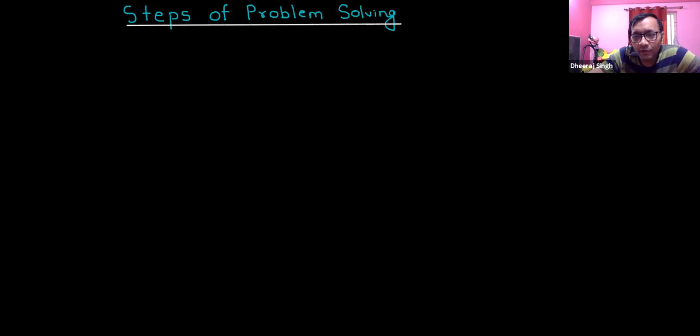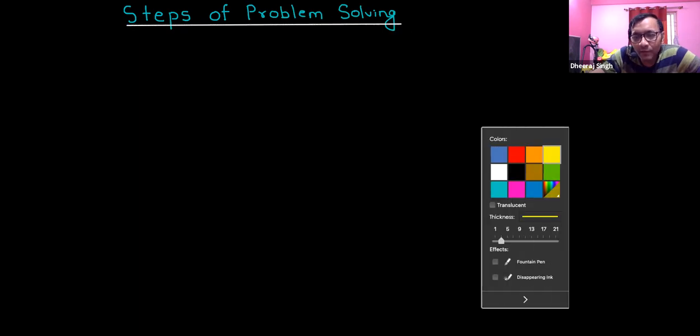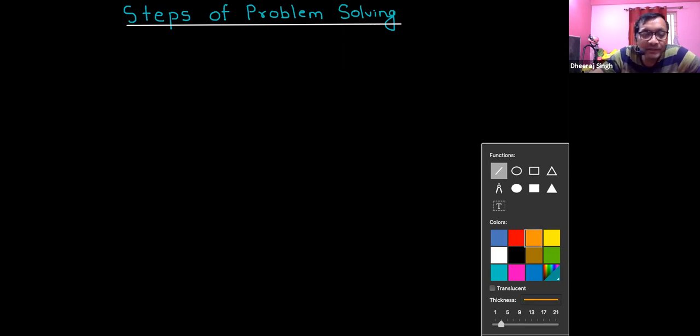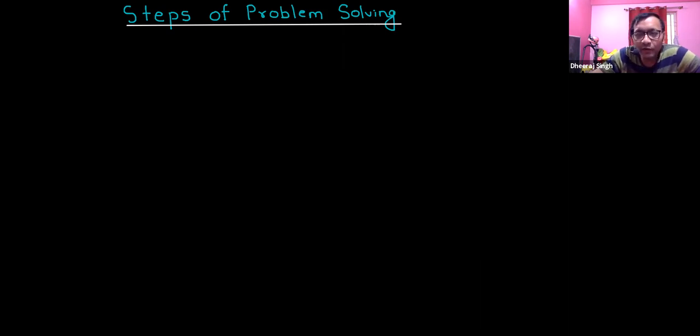Steps of problem solving, as in what kind of problems I'm talking about? Problems in which you are asked to find the time period of oscillation, the frequency of oscillation for a system, and all those things. Fine. They are very common. Most of the questions, 80% of questions, fall under this category in this chapter.